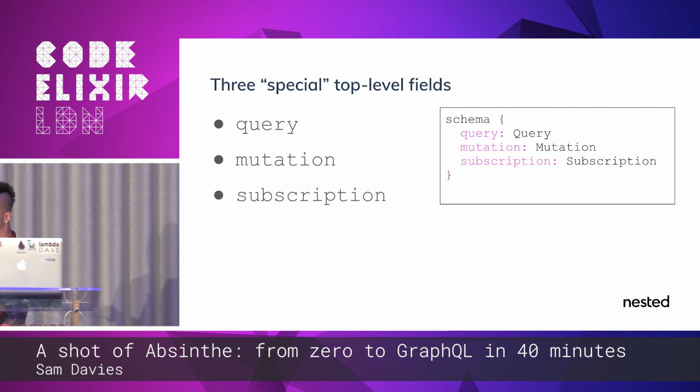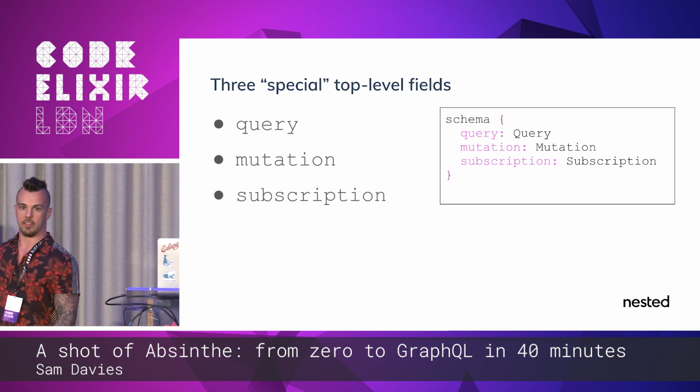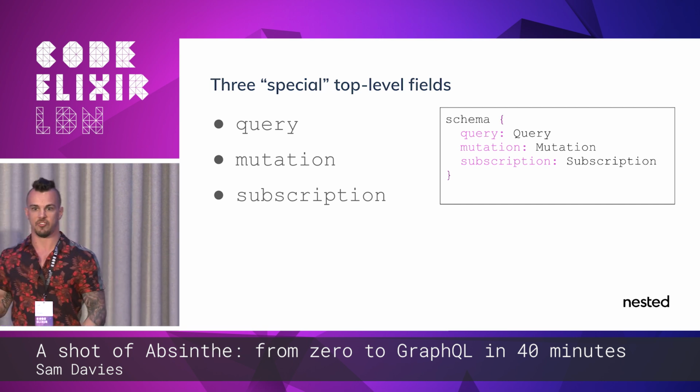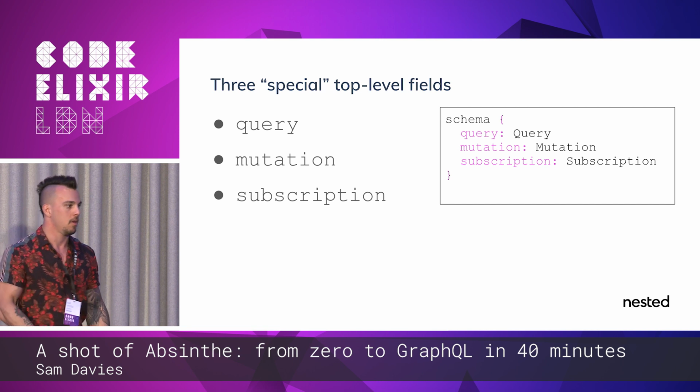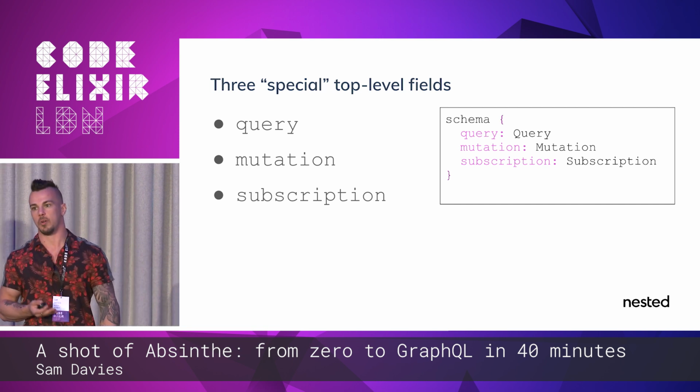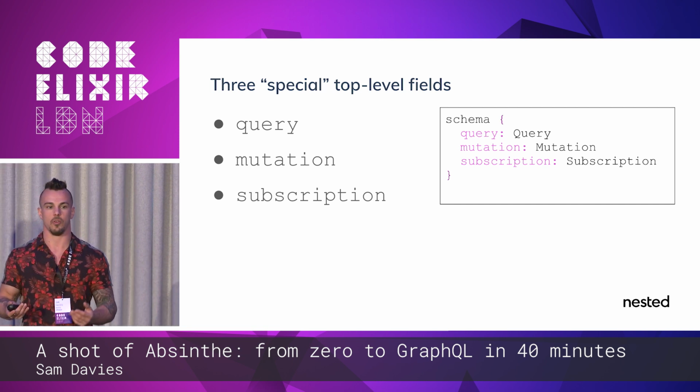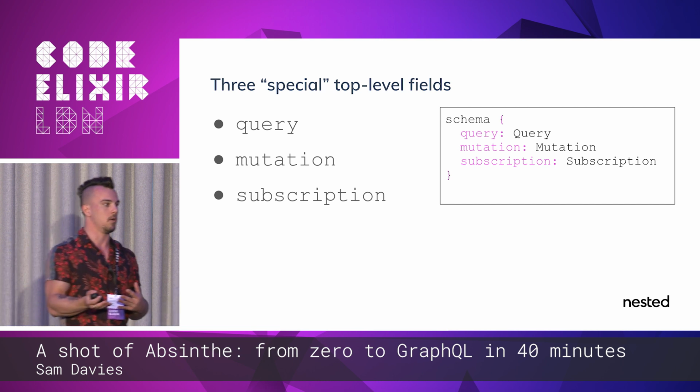Mutations are for changing things. So if you want to update some data, delete something, change the state of some object, send an email, these kinds of things are mutations. And subscriptions is something built into the GraphQL spec that allows you to subscribe yourself to real-time updates. And this is really cool as well.